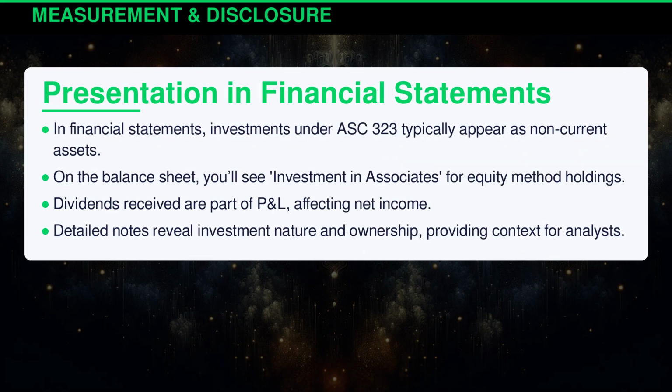In financial statements, investments under ASC 323 typically appear as non-current assets. On the balance sheet, you'll see investment in associates for equity method holdings. Dividends received are part of profit and loss, affecting net income. Detailed notes reveal investment nature and ownership, providing context for analysts.